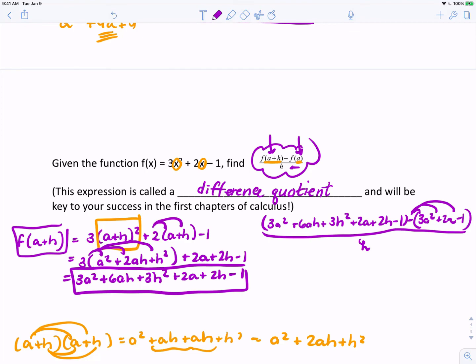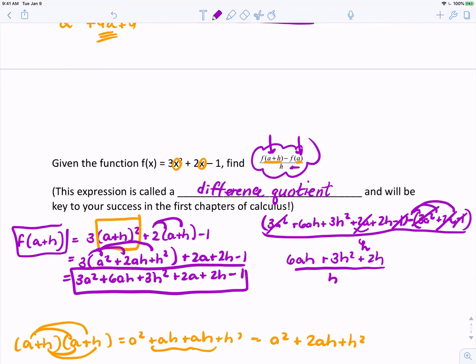Now notice that when we distribute this negative sign, here we have a positive 3a squared, and we're going to have a negative 3a squared. Those are going to cancel. Here we have a positive 2a, and when we distribute this negative sign, we're going to have a negative 2a, so these terms are going to cancel. And finally, here we have a negative 1, and distributing a negative times negative 1 will be a positive 1. These are going to cancel. And so what's going to be left in the numerator is 6ah plus 3h squared plus 2h, all divided by h.